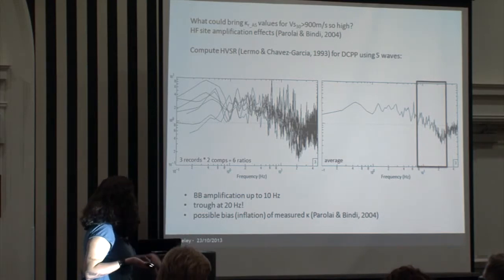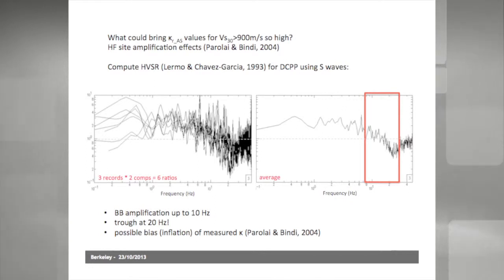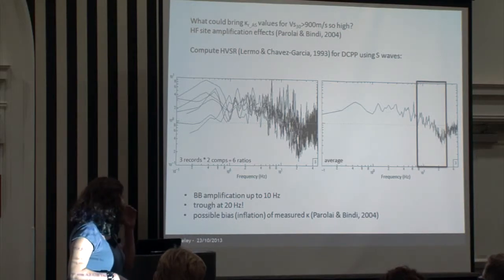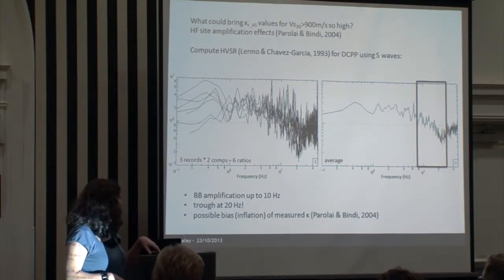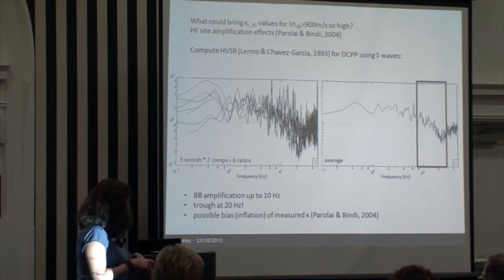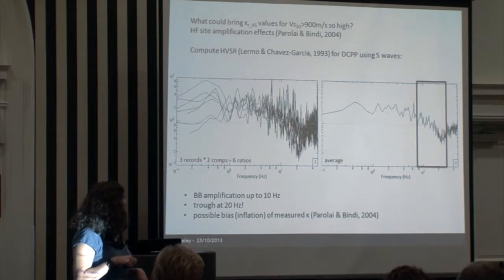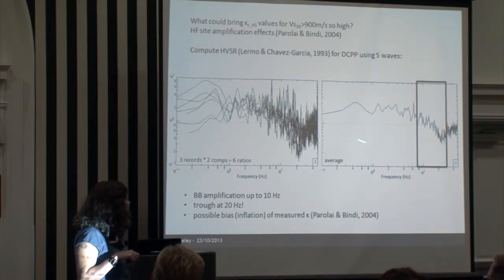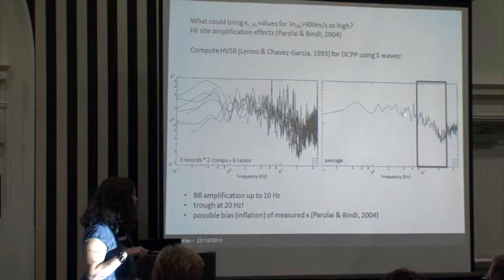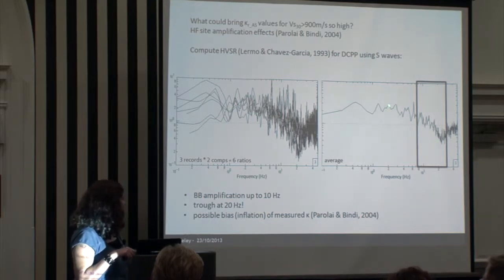Well, Parolai and Bindi explained that nicely in their paper. So what I did with the data we have is I got the 3 records from the DCPP and just did an H over V ratio with the S-wave Fourier spectra. What you see is this line is 1, so no amplification. So you have relatively broadband amplification up to maybe 8 or 10 hertz, after which you have a sudden trough down to 20. And the window is to show you the bandwidth in which we computed kappa.